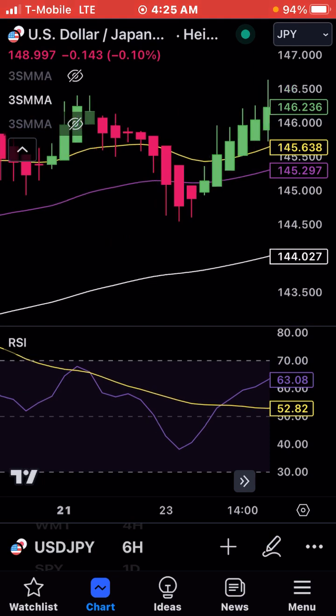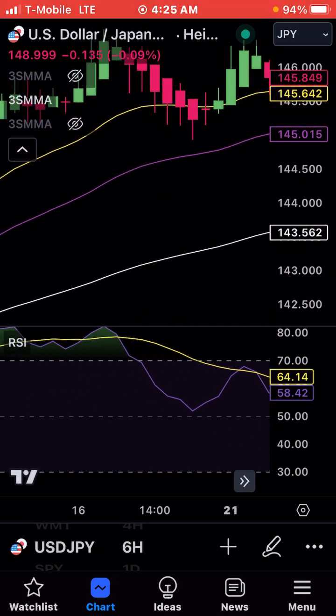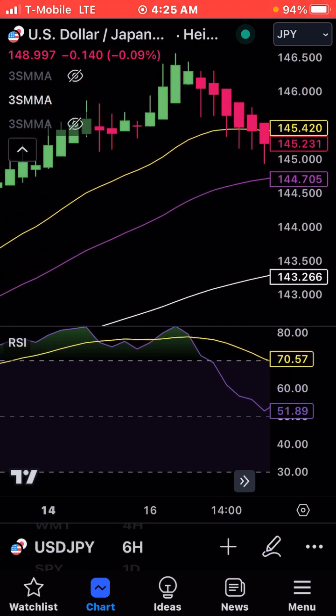Okay, so we're still in an uptrend. You never go against the trend. You only do it following that trend. You don't go against the trend with this strategy.